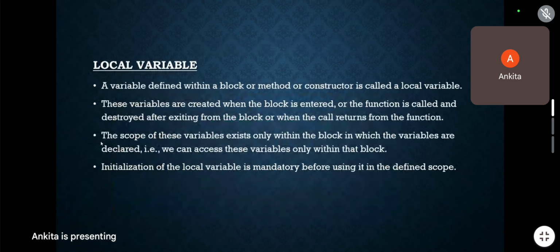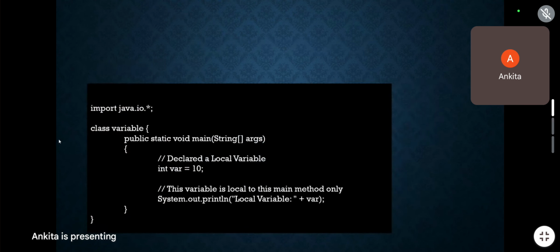Here is the example. Here, int var equals 10 is the example of a local variable. This variable exists in this main method only. If we try to print the var outside the method, it will show an error.